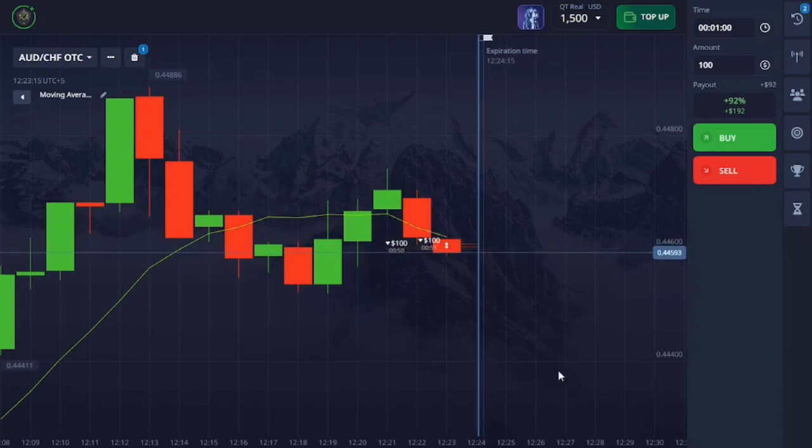The market has reversed, and the moving average indicator is also showing a down direction. So I have placed a trade on this basis, and I hope that this will definitely be a win for us.